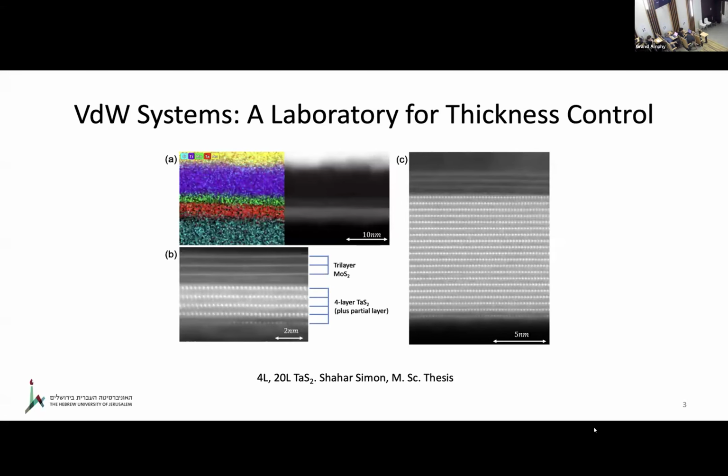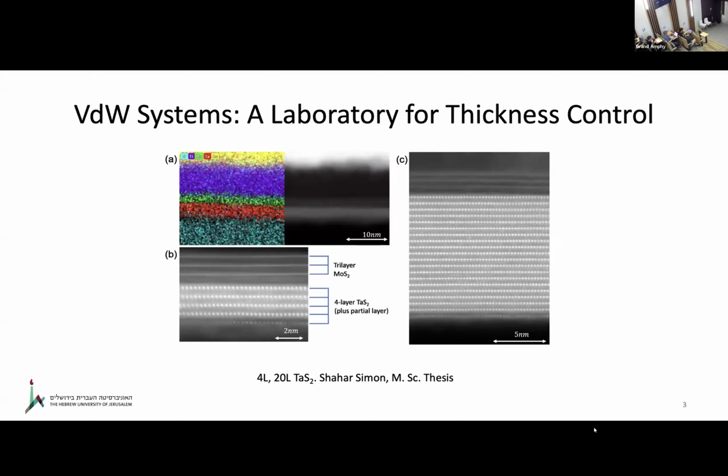So the van der Waals systems are an excellent laboratory for thickness. Part of the main goal of this conference is the limit of two-dimensionality in superconductors. And the van der Waals materials allow you, usually a posteriori, to tune the number of layers. This is tantalum sulfide in this cross-section TEM image. 1, 2, 3, 4. Here you have about 20 layers.